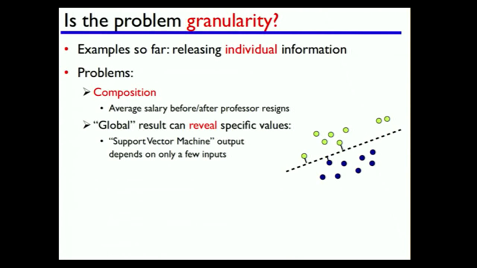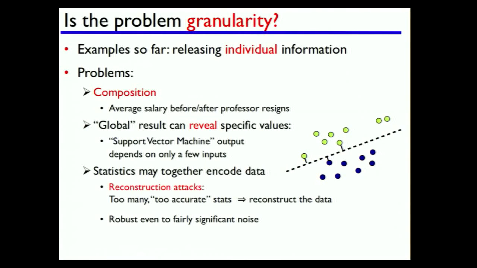Also, seemingly global results, even in a one-shot version, can reveal all sorts of specific values. There's a popular classification algorithm called a support vector machine. It produces a linear classifier, a rule for telling apart two different kinds of points in a data set. Roughly, it's just a line in space or a hyperplane. It's derived through a relatively complicated algorithm, but the description of the final output is always given in terms of a very small number of actual exact input points in the data set. So even though it's the result of this very global processing, the final output actually reveals a bunch of data points in the clear.